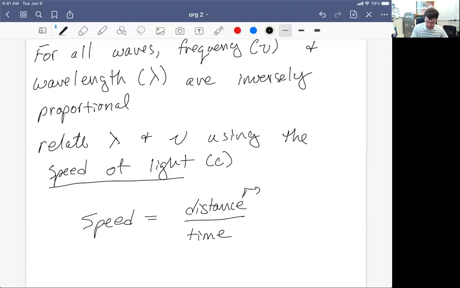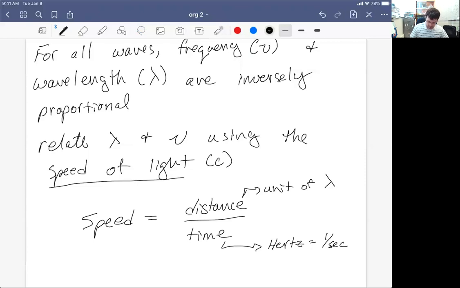Distance is the unit of lambda, because wavelength is some sort of length. I didn't prescribe a particular unit last time, but we could if we needed to. Versus time: time is related to frequency, but frequency in particular is 1 over time. Hertz equals 1 over second.